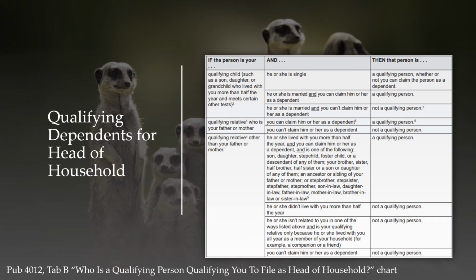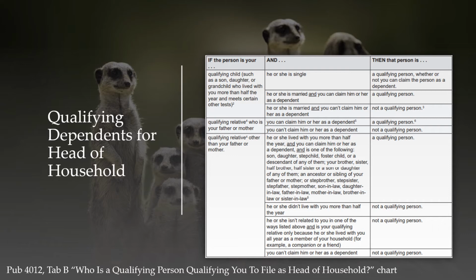As promised, we are now going to discuss who these qualifying dependents are that qualify our taxpayers to file as head of household. And this chart comes from Publication 4012, Tab B. The first column presents a relationship that this qualifying person might have to our taxpayer. In the second column, the middle column, we have some other tests that might qualify or disqualify that person from being a qualifying person so that our taxpayer can file head of household. And then of course in column 3 we get our result.